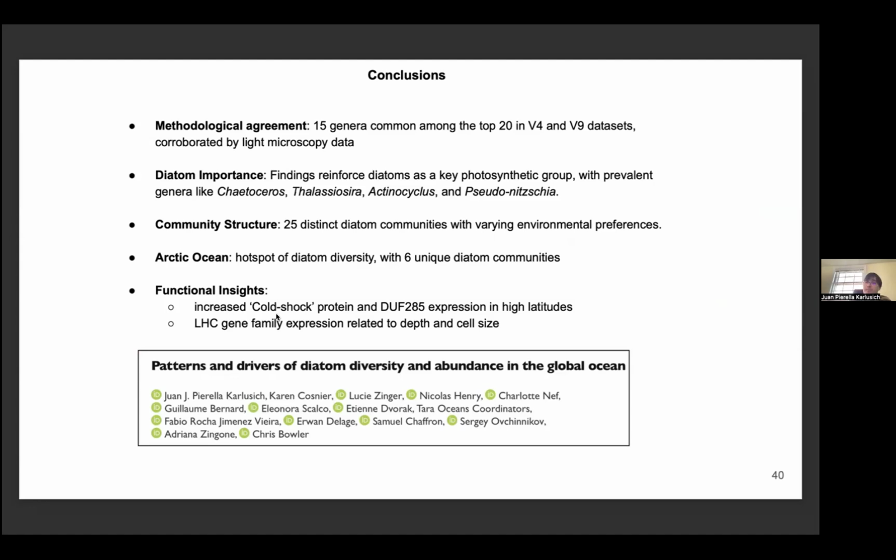The diatoms were the most abundant eukaryotic photosynthetic group in these datasets, with prevalent genera like Chaetoceros, Thalassiosira, Actinocyclus, and Pseudo-nitzschia. In addition, we were able to define different diatom communities with varying environmental preferences, and 6 of these communities were mainly present in the Arctic, and this illustrates the Arctic Ocean as a hotspot of diatom diversity.